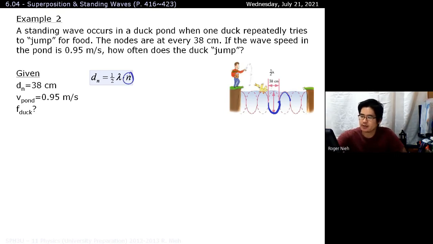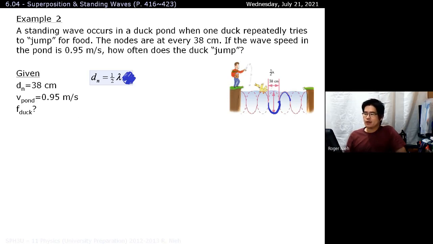and some textbooks will show a letter N in here. Others will just simply drop it. Just to remind you that the distance between a successive pair of nodes, okay, so not the 0th node, but the one after it, is going to be equal to half a wavelength. So intuitively, if you know that that only represents half a wavelength, then a full wavelength is double of 38, or 76.